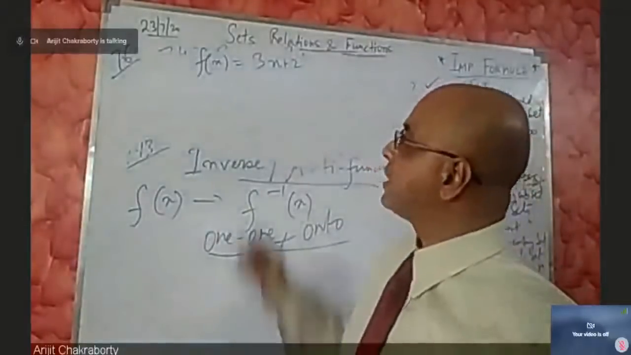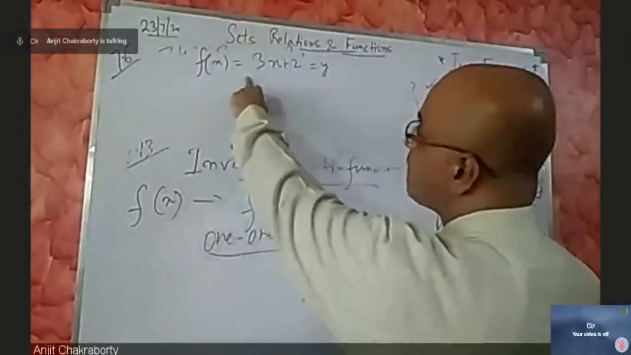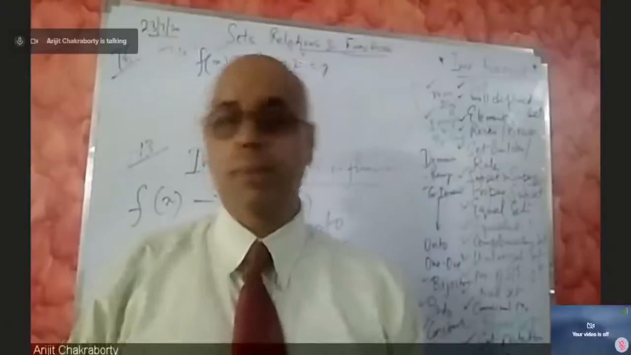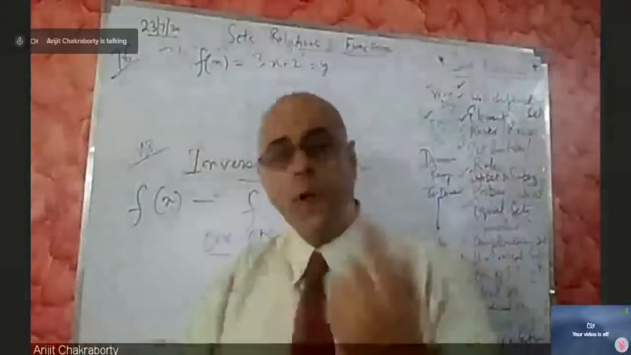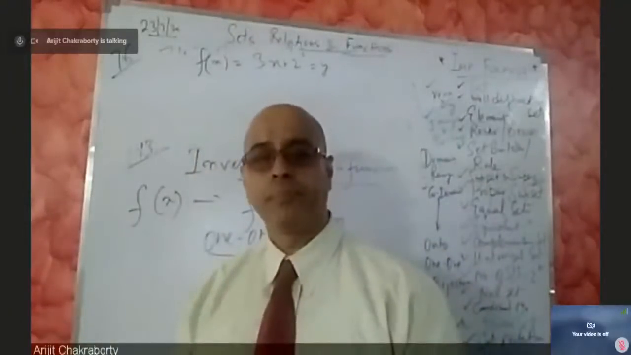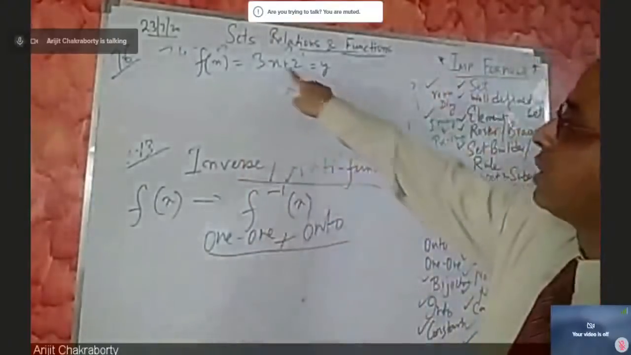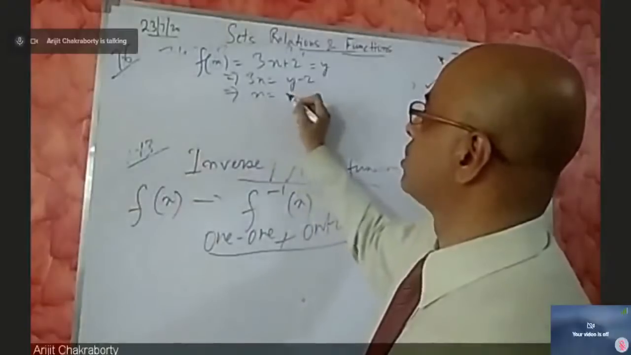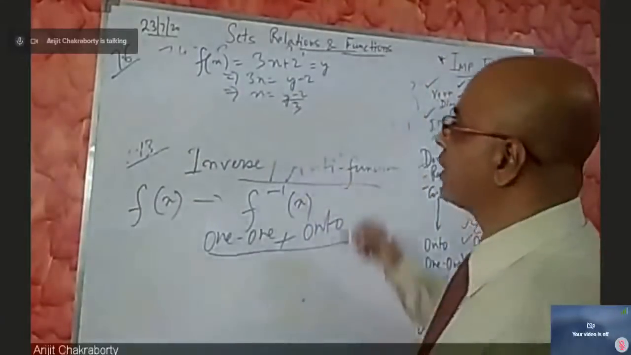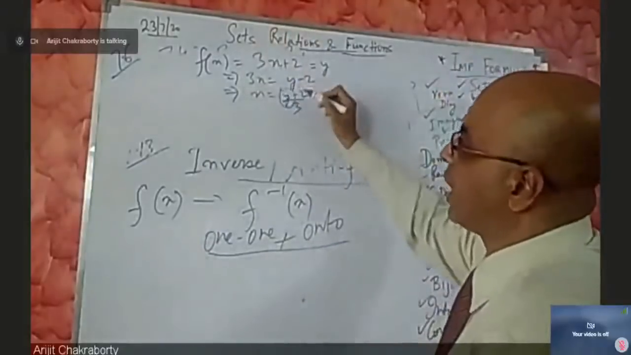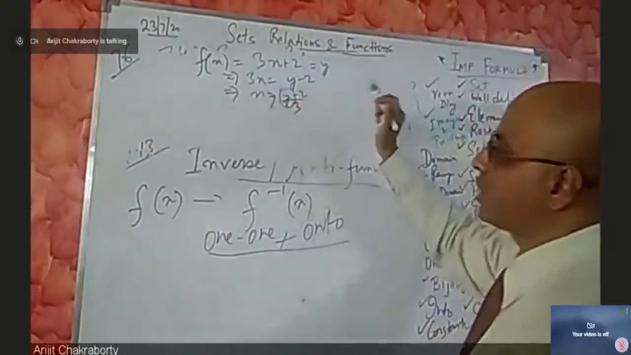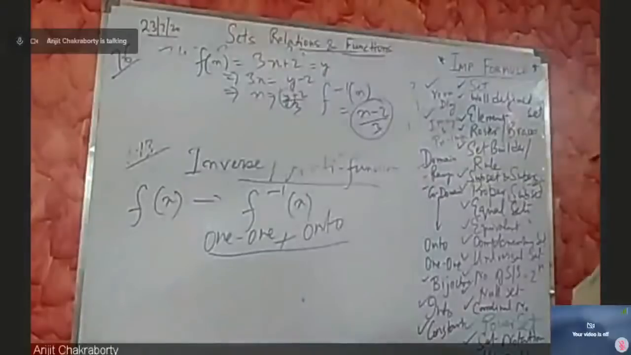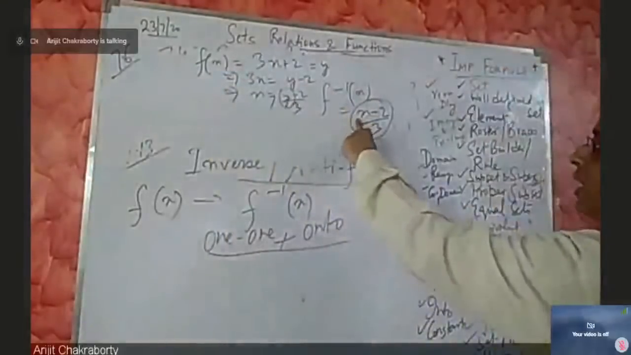So what we'll do is, let this be equal to y. So here you see, I am expressing y in terms of x. So y is equal to 3x + 2. Inverse function means I have to express x in terms of y. So if y = 3x + 2, then 3x = y − 2, and therefore x = (y − 2)/3. To show the inverse function, instead of y I will write x. So I will say f inverse(x) = (x − 2)/3. This is how we write the inverse function.